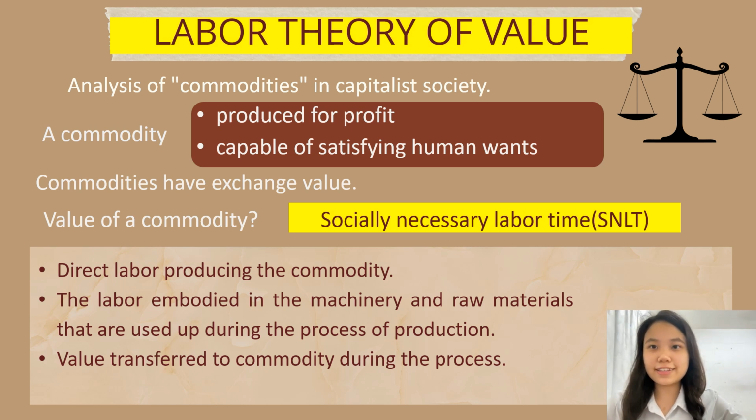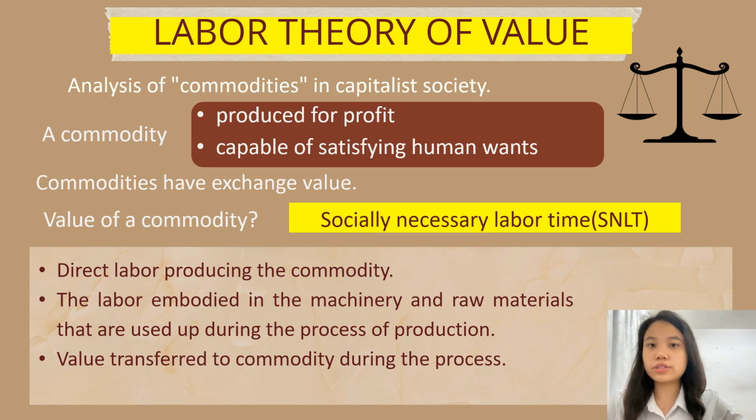Let's start. For the labor theory of value, we need to analyze the commodity in capitalist society. A commodity is something produced for profit and capable of satisfying human wants. Commodities have exchange value. So, how do we know the value of a commodity? Socially necessary labor time (SNLT) determines the exchange value of a commodity.